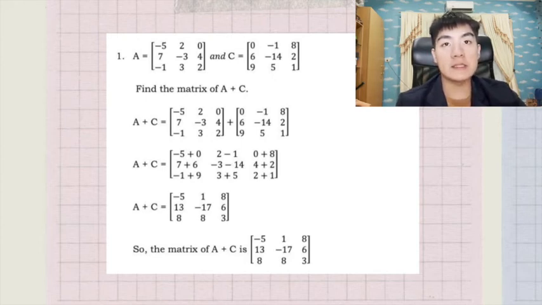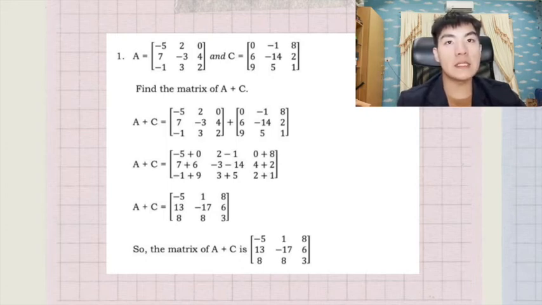So A plus C equals the 3 times 3 matrix of negative 5, 2, 0, 7, negative 3, 4, negative 1, 3, 2, plus the 3 times 3 matrix of 0, negative 1, 8, 6, negative 14, 2, 9, 5, 1. So A plus C equals: the first one is negative 5 plus 0, and then 2 minus 1, and then 0 plus 8, and then 7 plus 6, and then negative 3 minus 4, and then 4 plus 2, and then negative 1 plus 9, and then 3 plus 5, and then 2 plus 1.